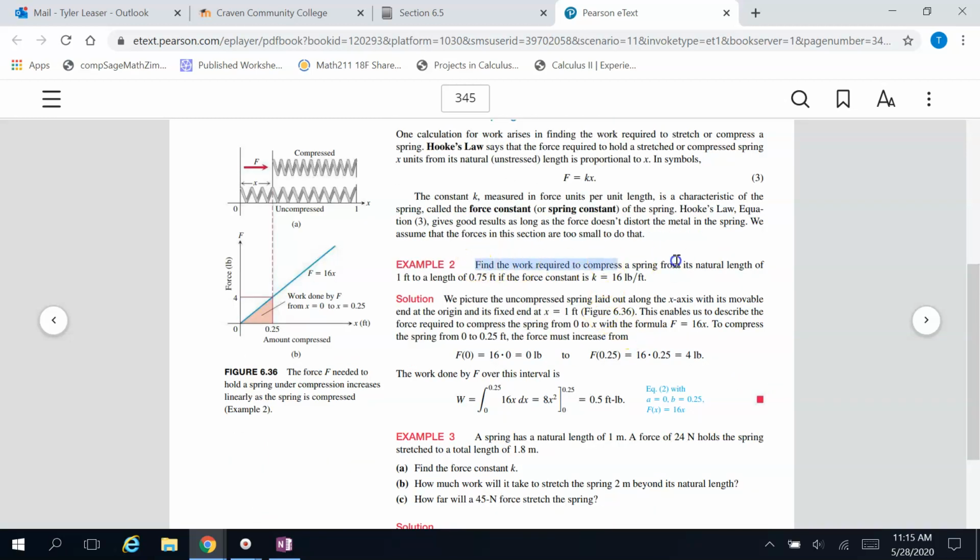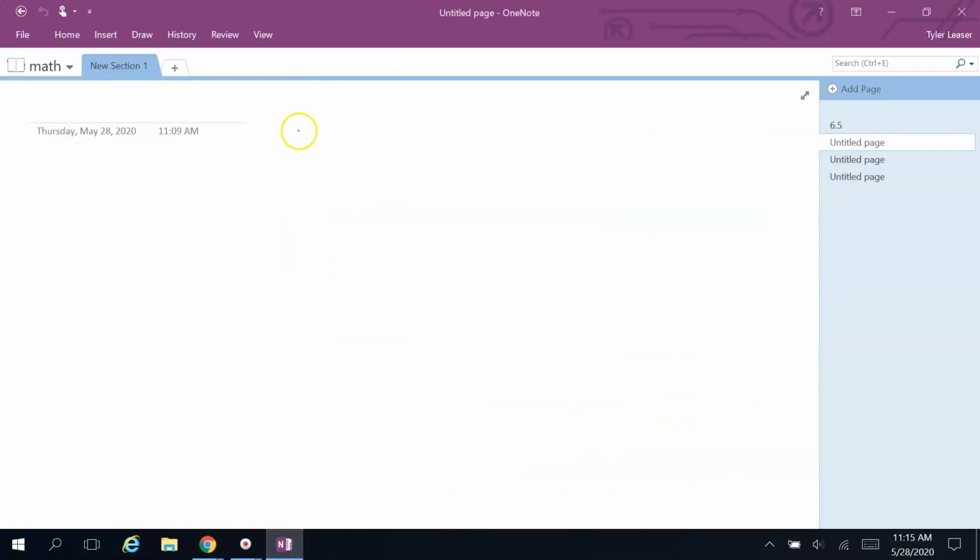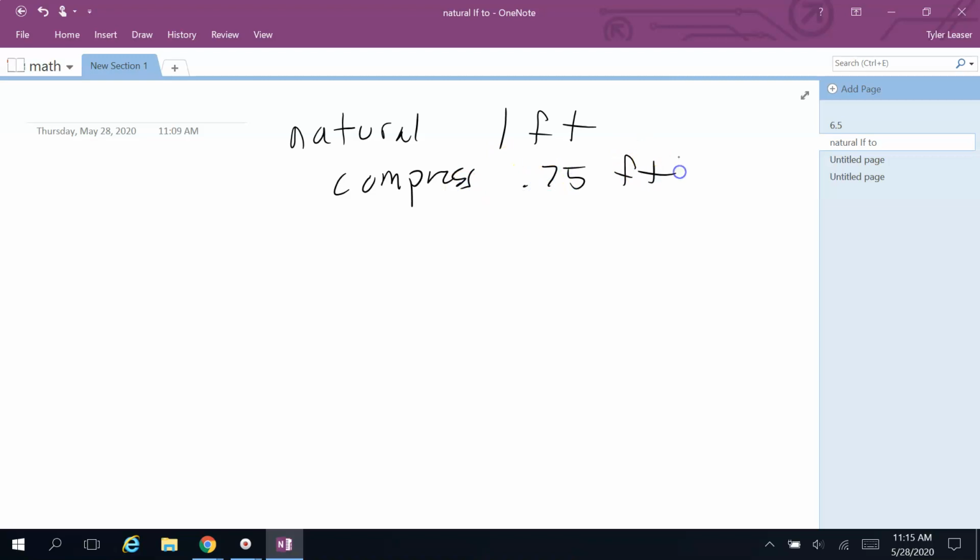All right, so this is going to be the first example we're going to do here. Find the work required to compress a spring from its natural length of 1 foot to a length of 0.75 feet if the force constant is 16 pounds per foot. So let me go back over to my stuff here. We're going to write out basically what we have here. So natural length is 1 foot. We're going to compress to 0.75 feet, and then that spring constant k was 16.